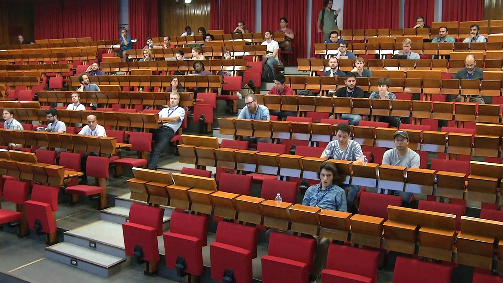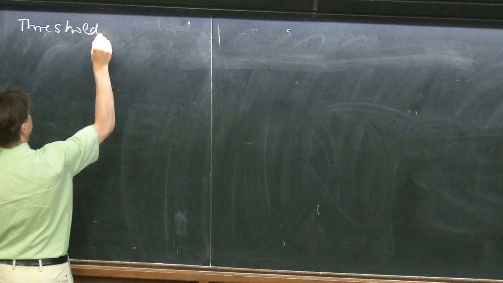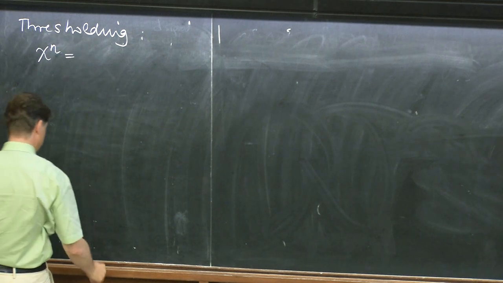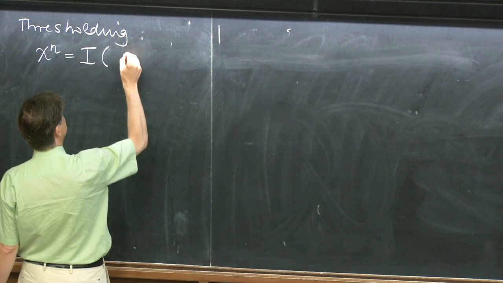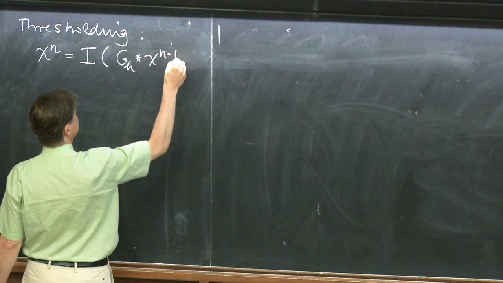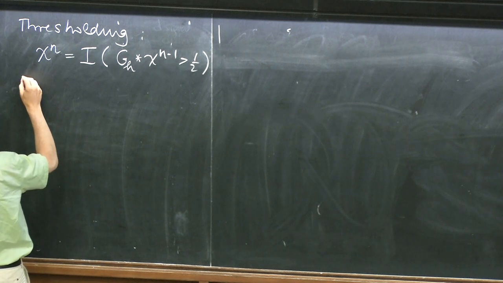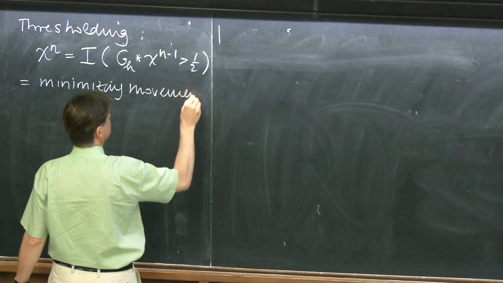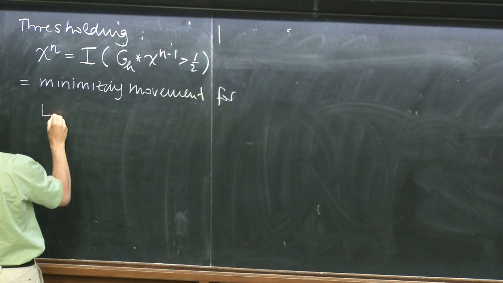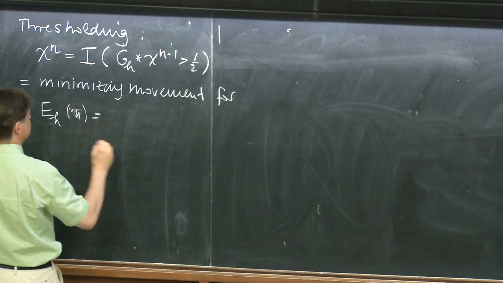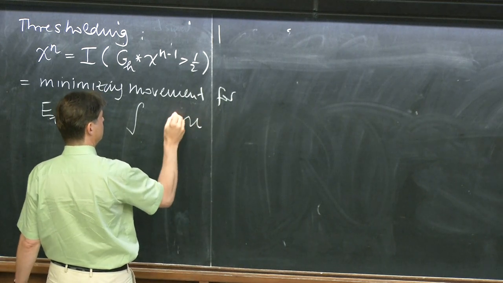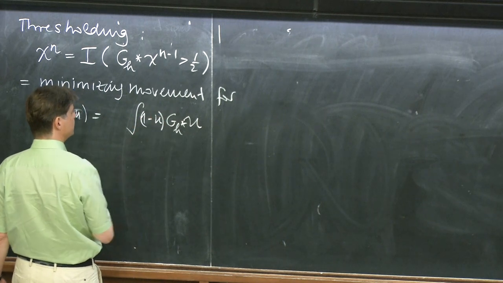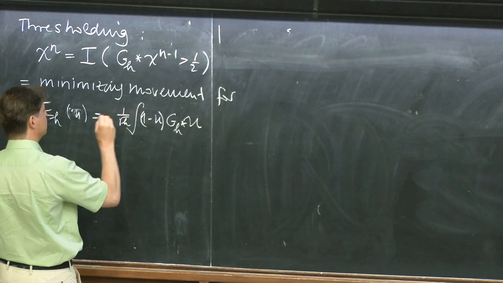The thresholding scheme is as follows. Define chi n to be the characteristic function, or the indicator function, of the set where the convolution of the previous time step is larger than 1/2. And that's a minimizing movement for the energy functional, which is given by looking at U, solving the heat equation with initial data U up to time t, and looking at how much of the mass has escaped into the other phase, and dividing by the square root of h.